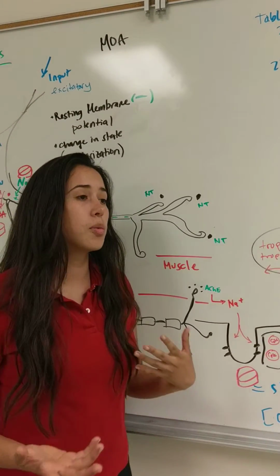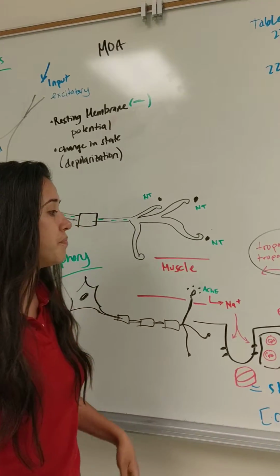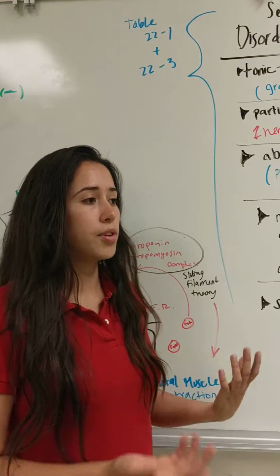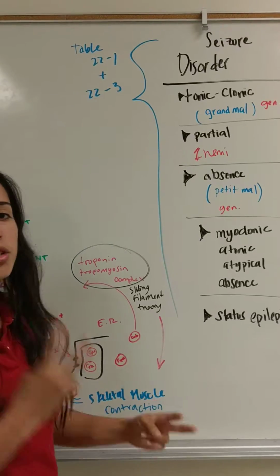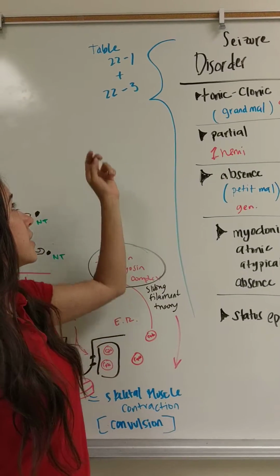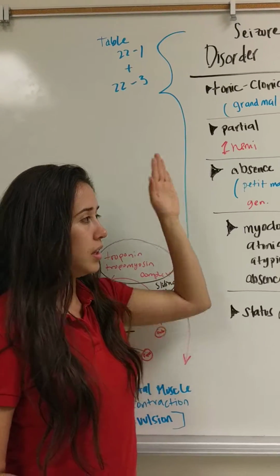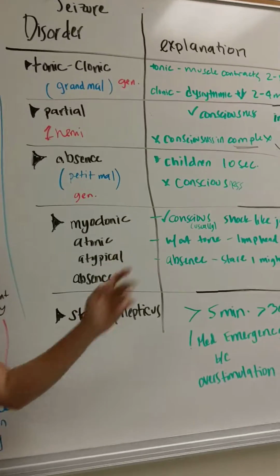But this is a bad thing when the neuron is constantly firing, because it causes convulsions. And that's what we're going to be talking about. We're going to be talking about seizure disorders, and for that I've drawn out a table. I've combined two tables that are in the book, table 22.1 and 22.3. And what we have in the columns are seizure disorder, explanation, and drugs.